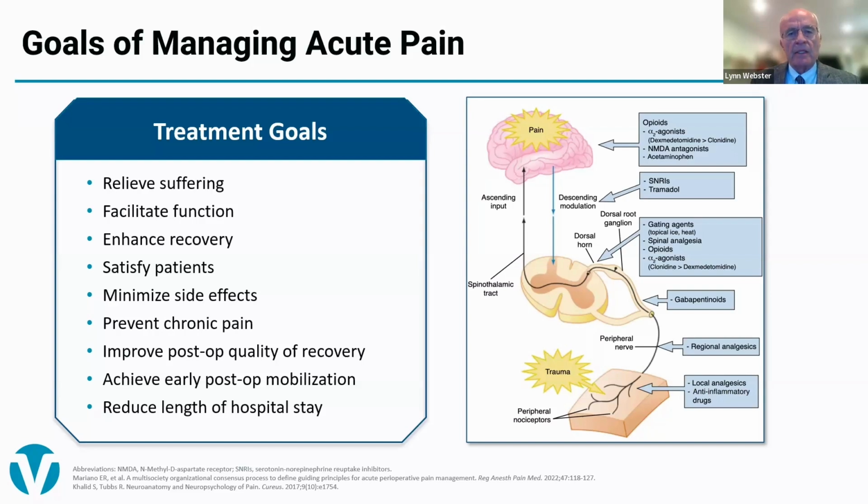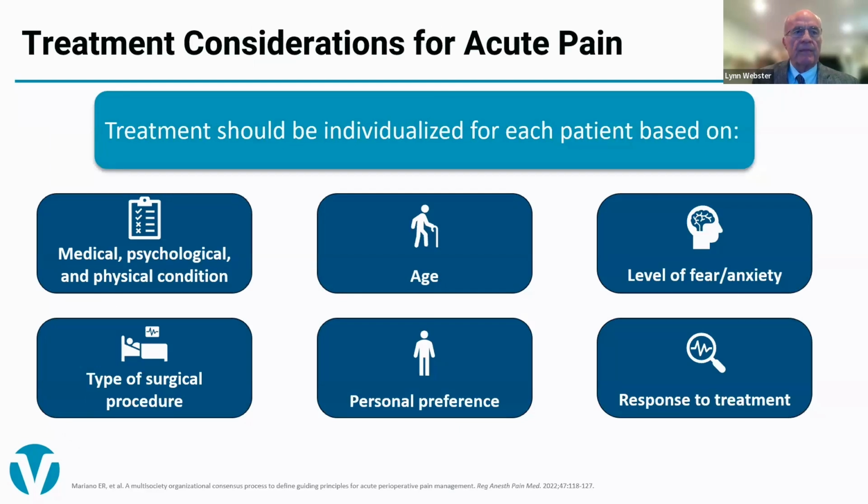On the right, you see an illustration of all of the different places where we can intervene and provide an intervention to mitigate acute pain. In some of these, they're central and some are peripheral, and we can use obviously different combinations of therapies which become multimodal in the treatment of acute or traumatic pain.